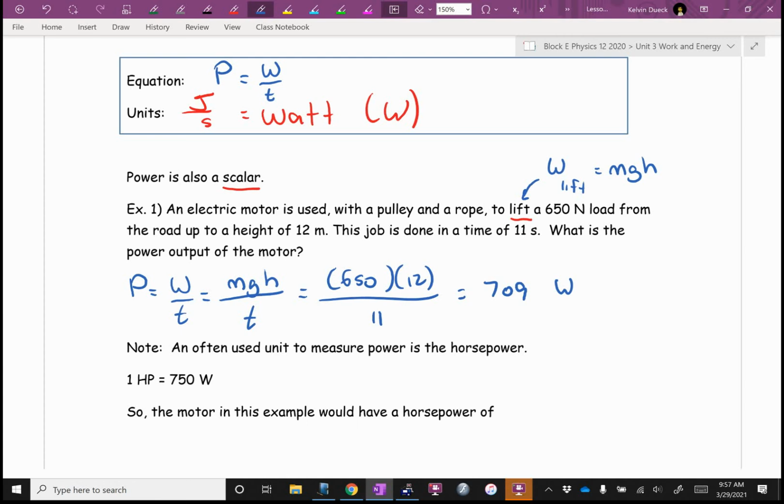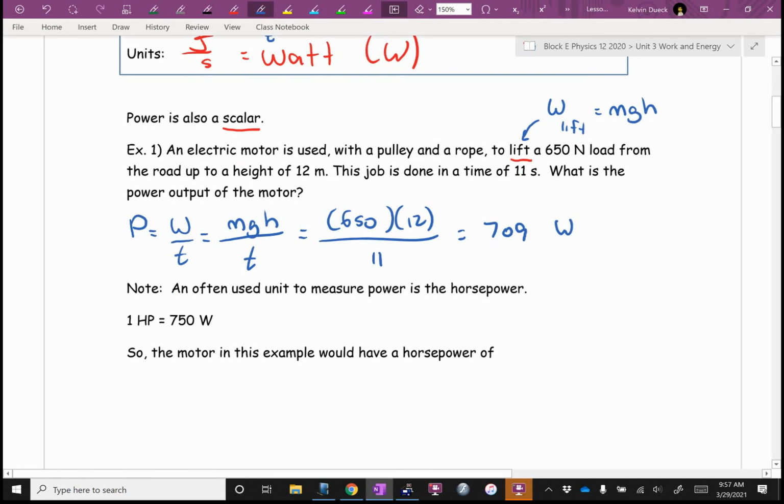Watts are the official metric unit of power, the SI unit. But another unit, the imperial unit of power, is the horsepower. Horsepower is a stupid unit. It was invented by James Watt. James Watt has a unit, the watt, named after him. To me, I think he's one of the most overrated science people around.